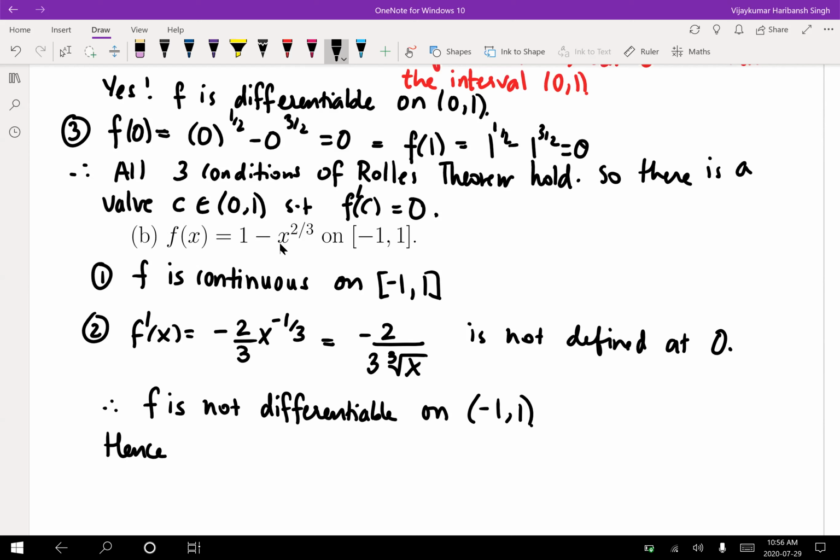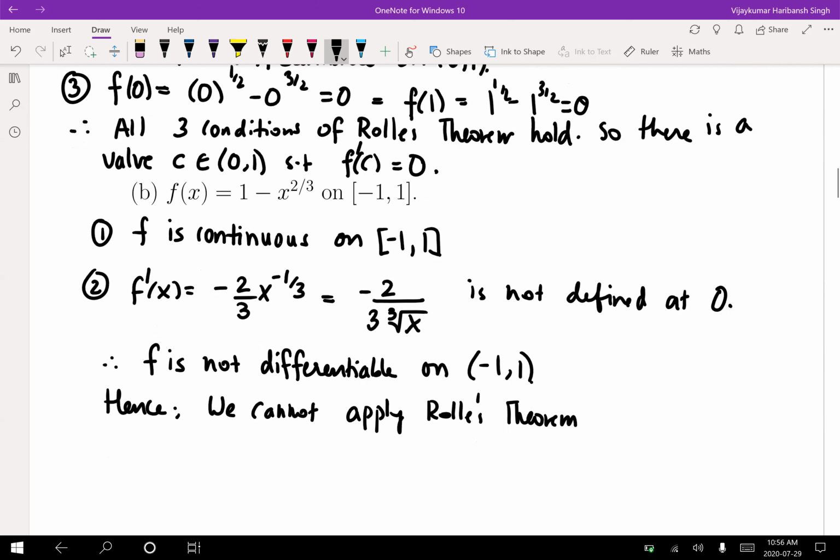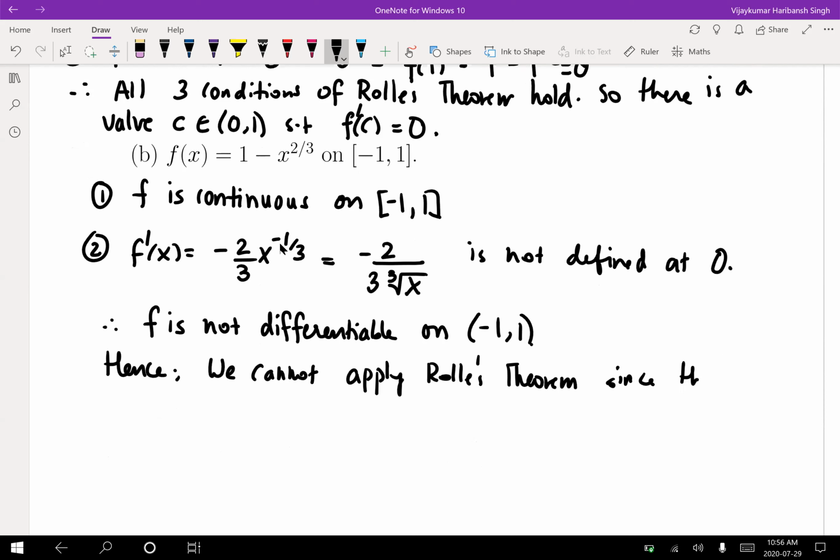Hence we cannot apply Rolle's theorem, since the conditions for Rolle's theorem are not met.